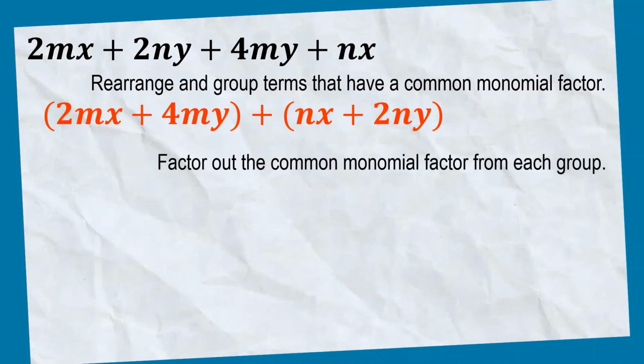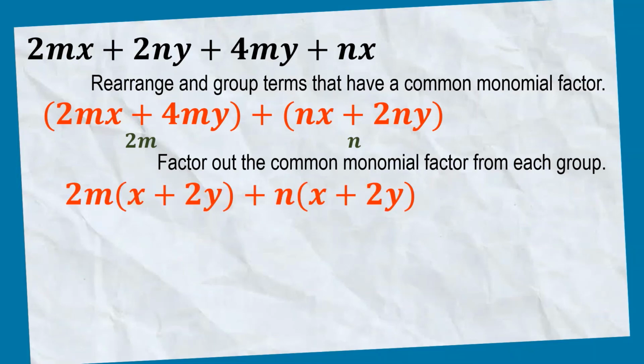Factor out the common monomial factor from each group. Ang common monomial factor po sa first group natin is 2m. Sa second group po ay n. So we need to factor out the common monomial factor. So ang kakalabasan po ay 2m times the quantity x plus 2y plus n times the quantity x plus 2y.